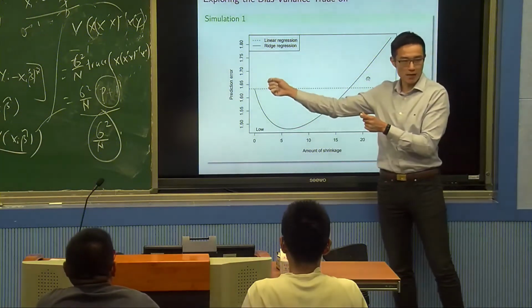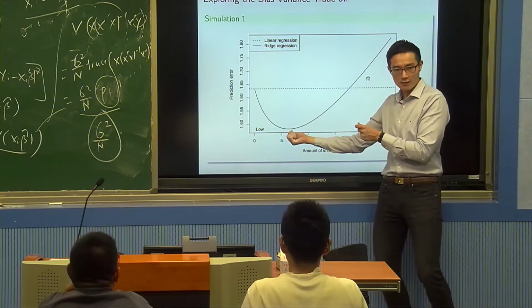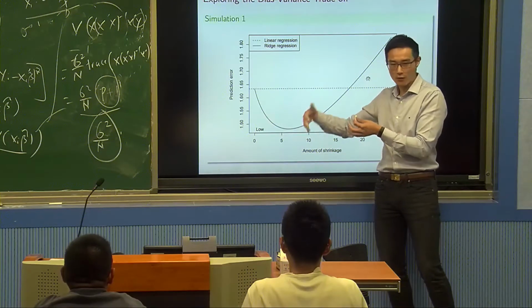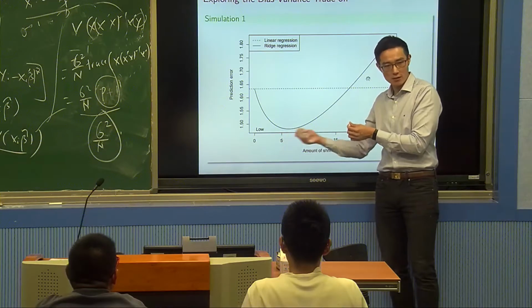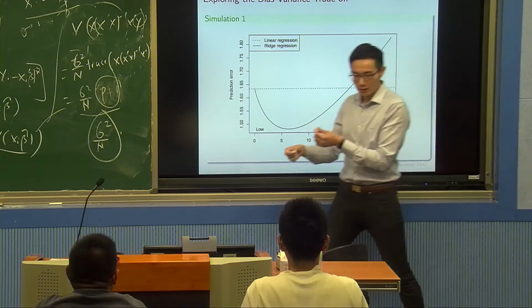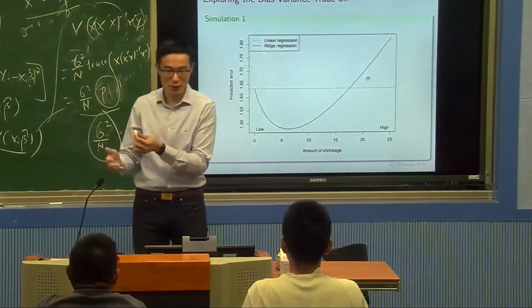So what is the best point? The best point is here. That's always familiar, right? By now you are very familiar with this U curve. The best point tells us the best amount of shrinkage we should do. Now, of course, I haven't talked about how to do this shrinkage.